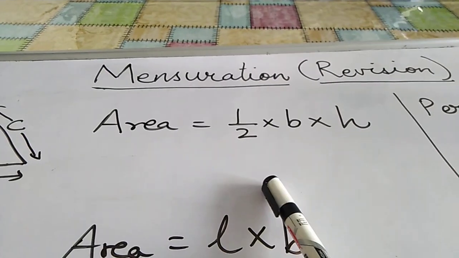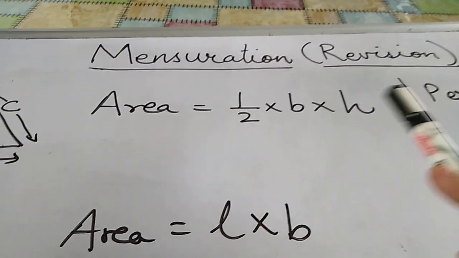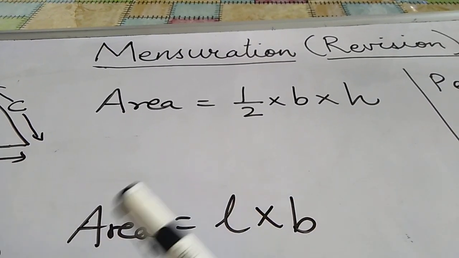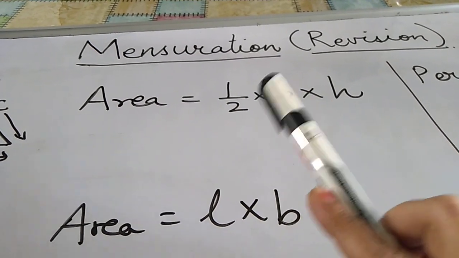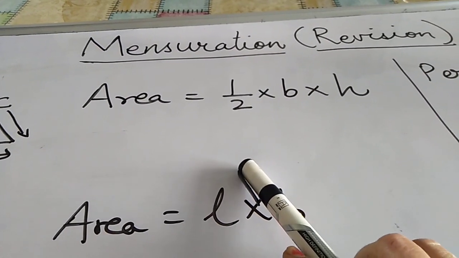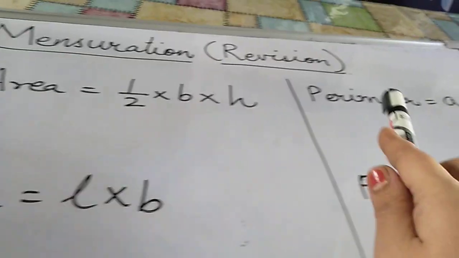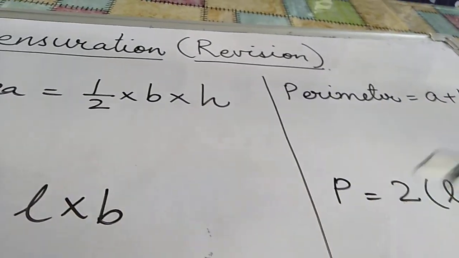You all have studied it from class 4, 5. What do you mean by area? Area is the surface covered, and we find area of a two-dimensional figure. Okay, and perimeter is the length of the boundary.